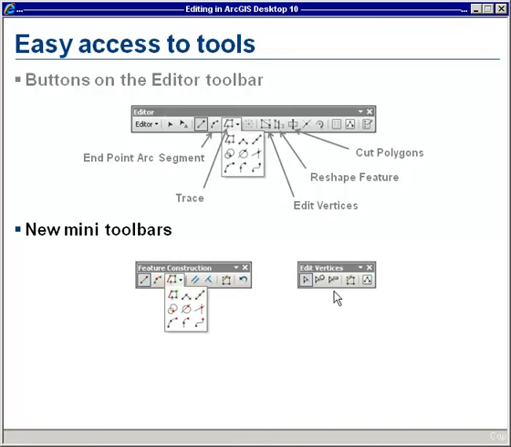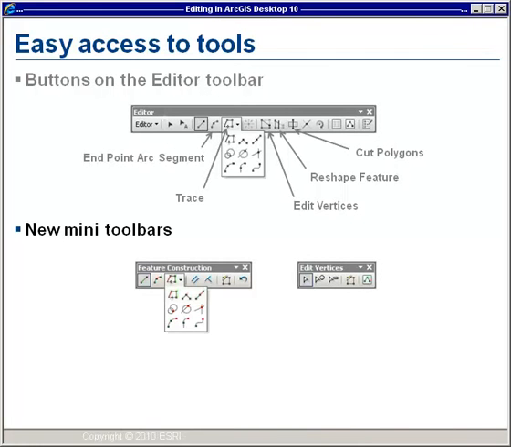The Edit Vertices toolbar is another mini toolbar that appears when you're editing existing features. It appears when you go into Edit Vertices mode, when you click this button here on the editor toolbar. And you see it has buttons on it, tools to modify sketch vertices, to add or delete sketch vertices, or to finish the sketch or go to the sketch properties. We're going to see this toolbar in action in the upcoming software demonstration as well.